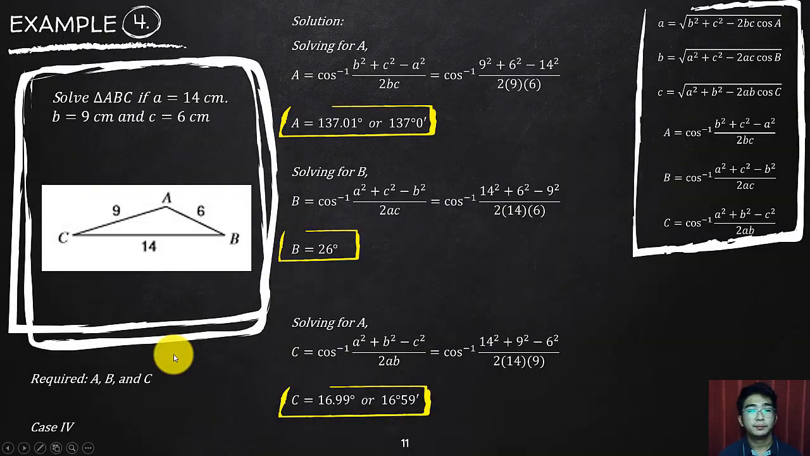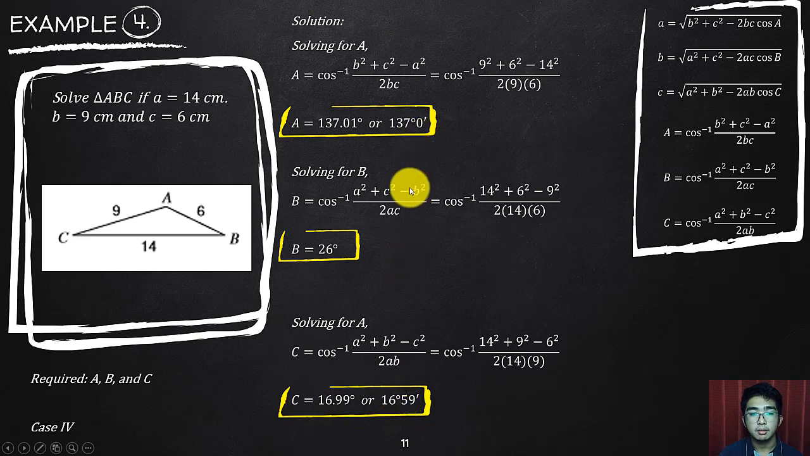The last case is wherein we are given all three sides of the triangle. Therefore, we're just looking for all three angles. We're going to use these three formulas for the law of cosines that is suited for angle. Since A, B, and C are all given, I suggest using all three formulas. You should get these values: A is equal to 137.01 degrees, B is equal to 26 degrees, and C is equal to 16.99 or 16 degrees 59 minutes.